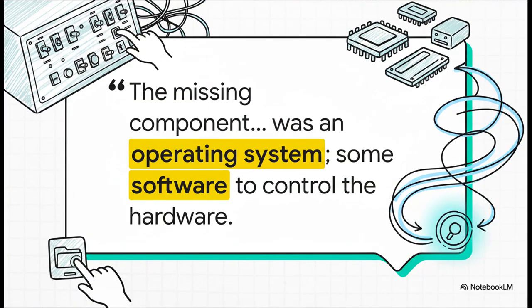The earliest computers were a total nightmare to use. You literally had to be there physically flipping switches to get them to do anything. The real game changer was the idea of an operating system, basically a master program that manages all the complicated hardware for you so we can interact with it in a much friendlier way.